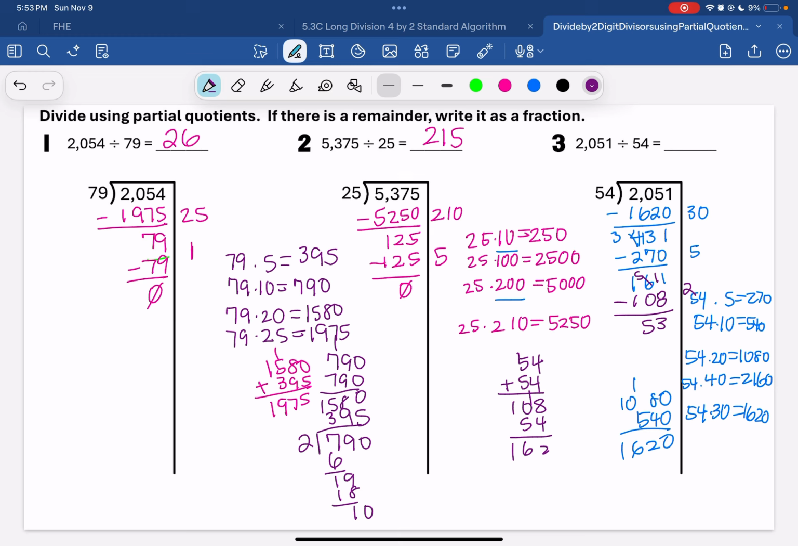And it says to write it as a fraction. So let me show you what that's going to look like. I'm going to circle my remainder and box my divisor. And now my final answer is I'm going to add the 30 plus 5 plus 2, which is 37. And then my remainder needs to be a fraction. You have 53 out of 54. There's nothing they can divide into both of them, so you're done with that.